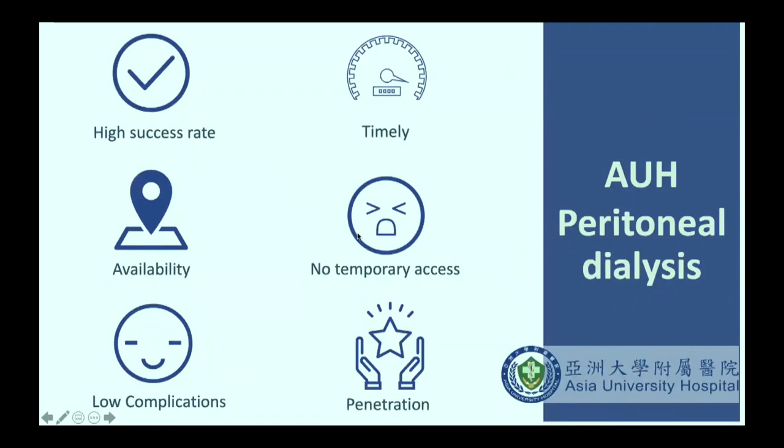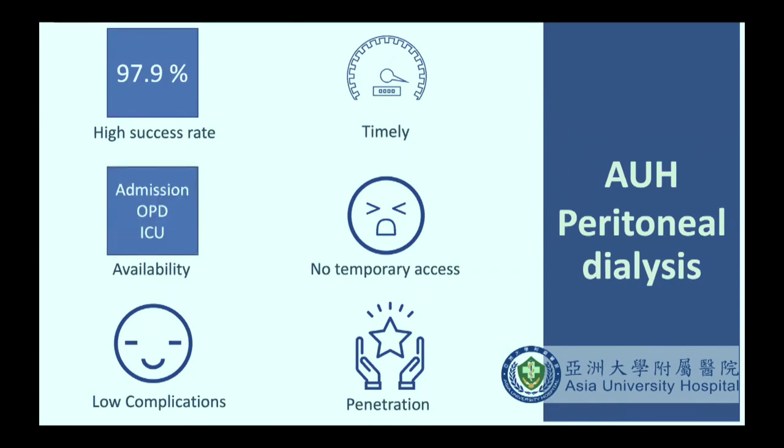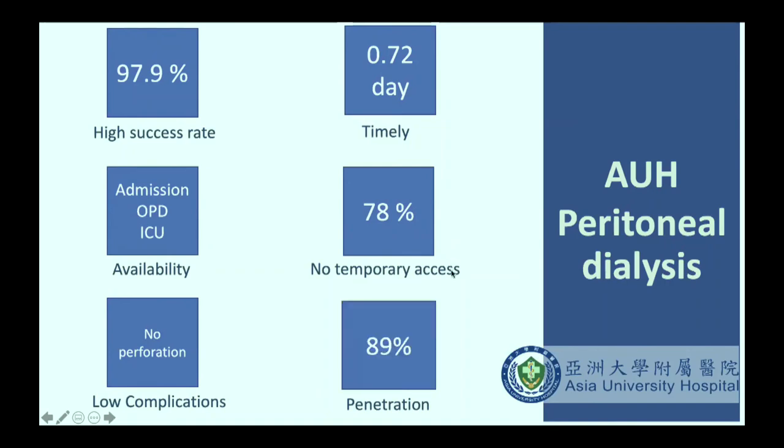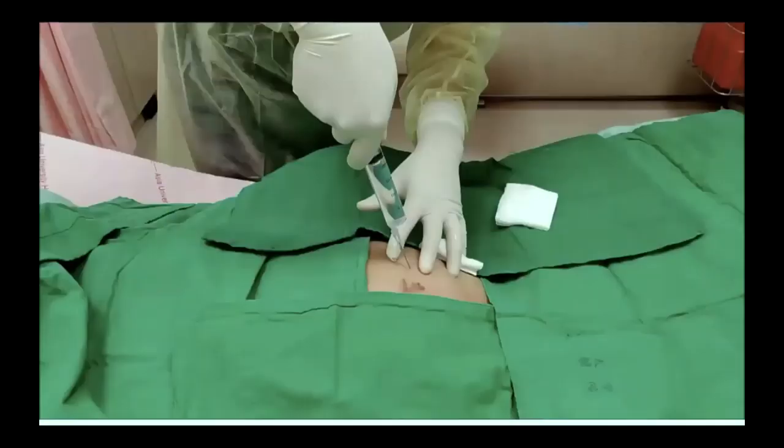Then look back to the ideal peritoneal dialysis access. What did we do? The high successful rate was about 97%, and we can do it everywhere. We have low complications, especially no bowel perforations. We can timely relieve the patient's uremic symptoms, with only a 0.72-day breaking-in period. 78 patients had no need for temporary access, and the PD penetration rate was 89%. And then we see a brief video of the procedure.